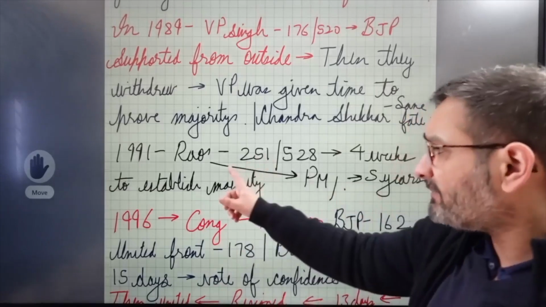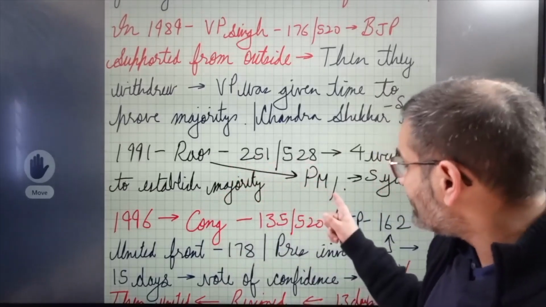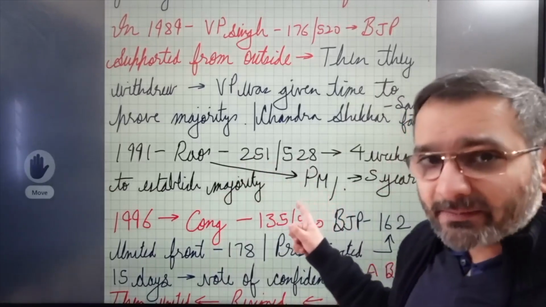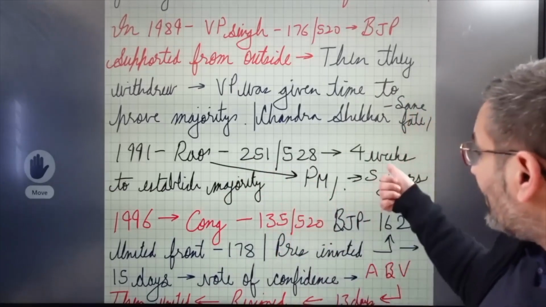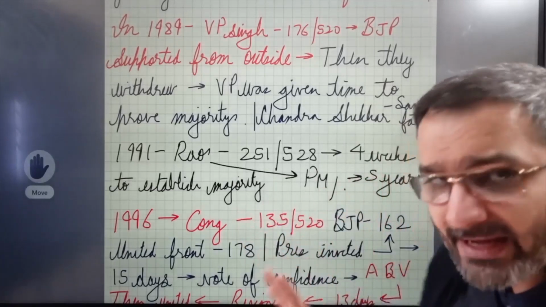But in 1991, PV Narasimha Rao had 251 out of 528. He was invited by the president to form the government and be the PM, and he was given 4 weeks' time to establish the majority.